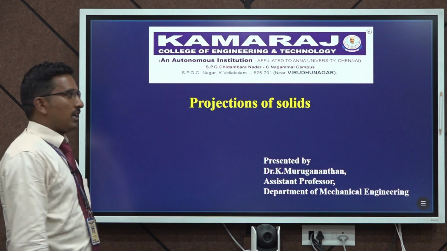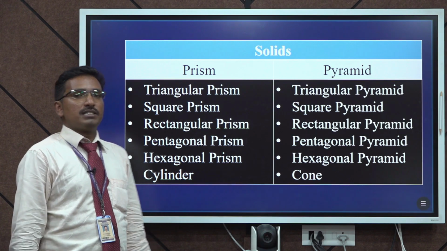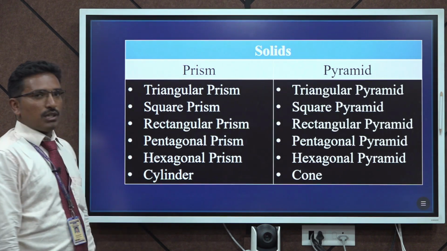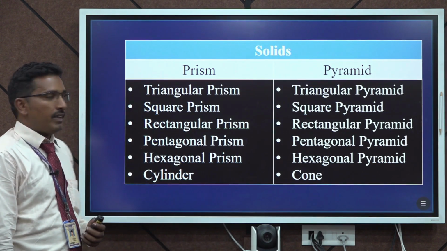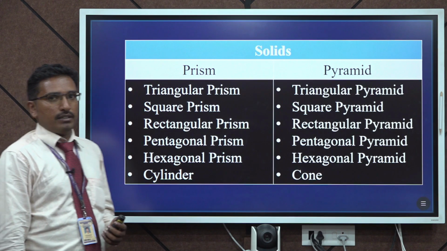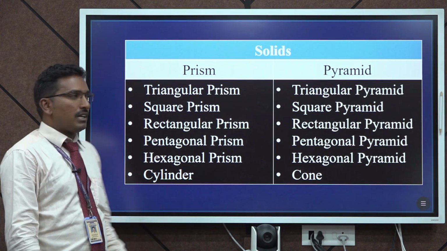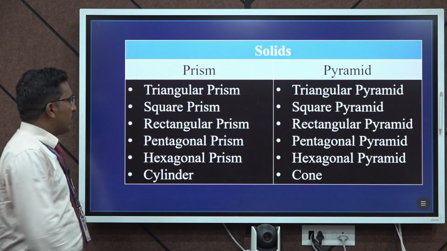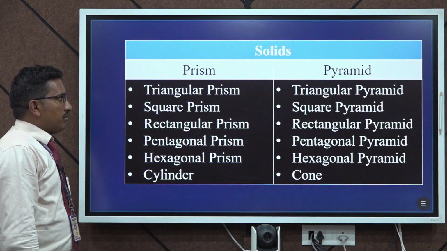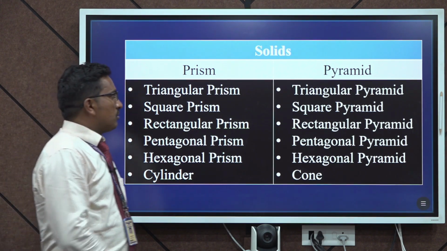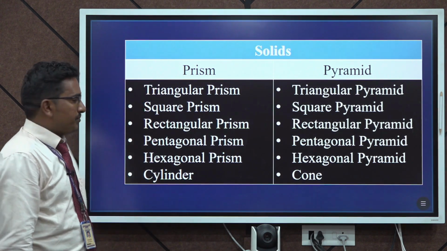Today we are going to see about projections of solids. Before going to discuss projections of solids, we have to know the basics of solids. Solids are mainly classified into two categories: prism and pyramid. The prism is classified into various categories. Generally we use triangular, square, rectangular, pentagonal, hexagonal and cylinder. Similarly, pyramids are categorized into triangular, square, rectangular, pentagonal, hexagonal and cone.